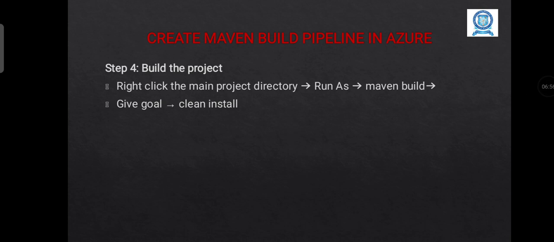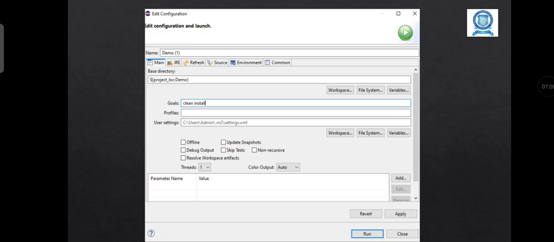And in step 4, we have to build our entire project. For that, we have to right click our main project directory, go to the option Run As. We have to give the option Maven build, where one window will be opened like this. Here we have to give the goals, and there are many goals to build our project.